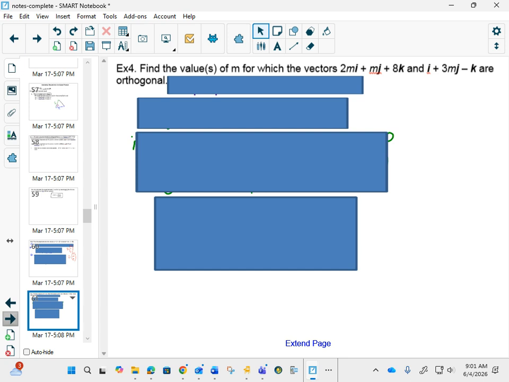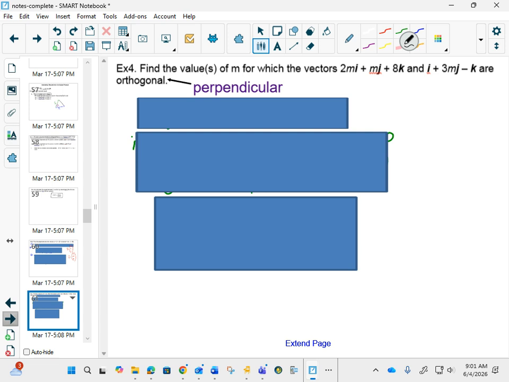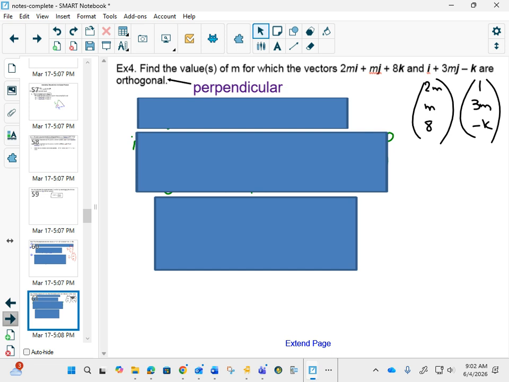So now we have 2 vectors in 3 dimensions. And we want them to be perpendicular. So again, one vector is 2m, m, and 8. And the other vector is 1 and 3m and negative k. And we need those to be orthogonal.